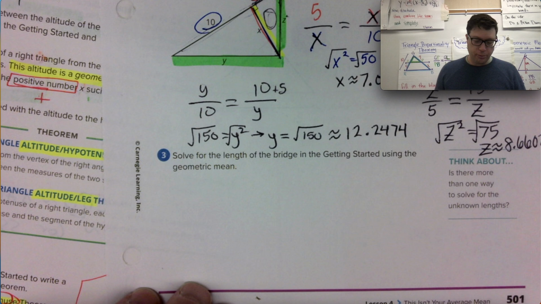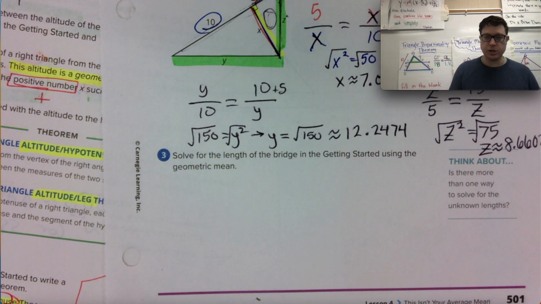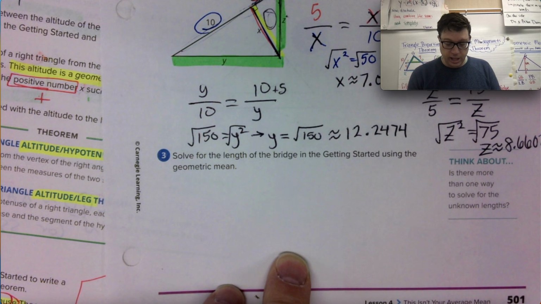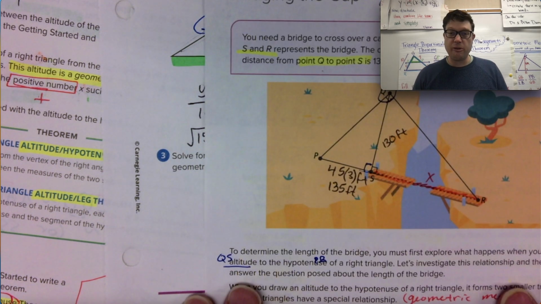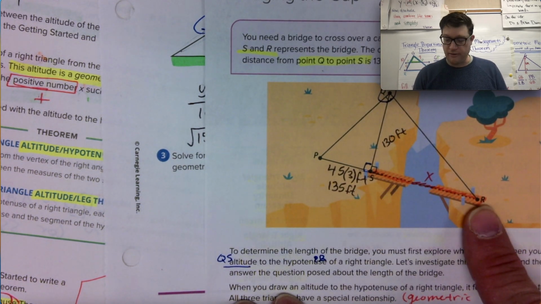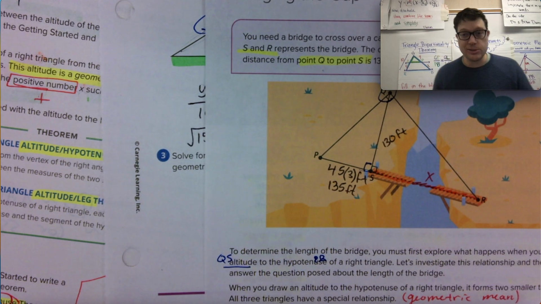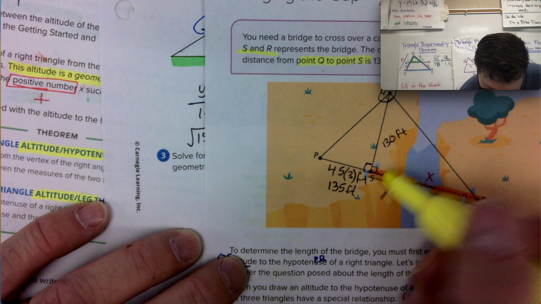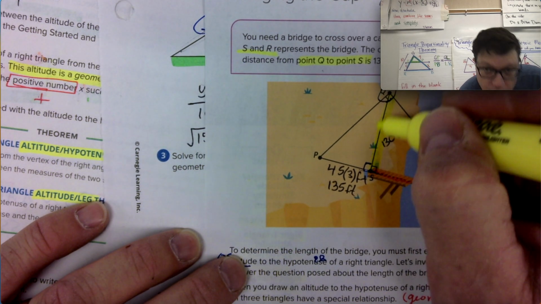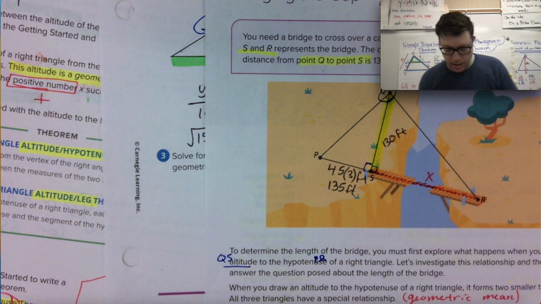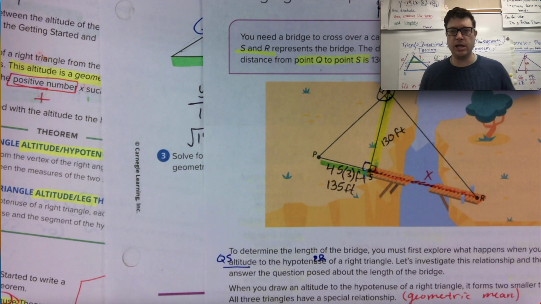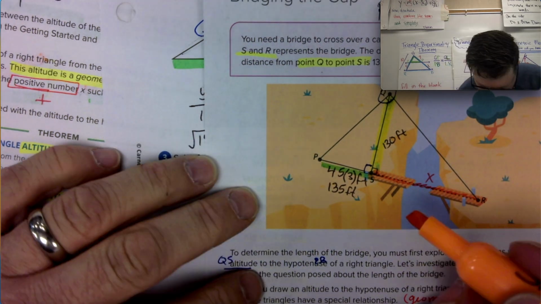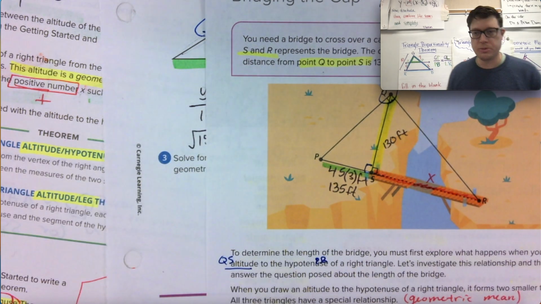Solve for the length of the bridge in the getting started using the geometric mean. So bring out page 498. And we have the diagram here, and now we have all the information that we need to actually find the length of x. So I'm going to highlight it because we should make it visible. I'm highlighting the altitude. It didn't really show up, but that's all right. I'm going to highlight this leg as something to focus on. And then because the bridge is already orange, I'm just going to highlight the entire bridge orange. I have those colors ready to go.